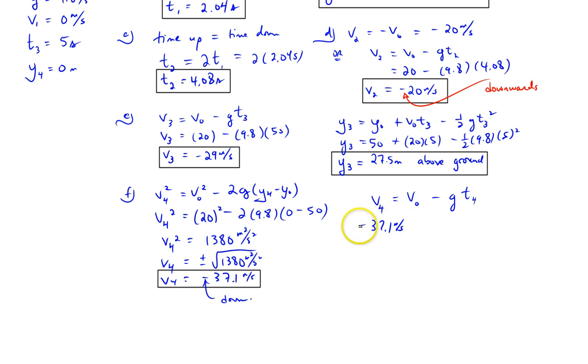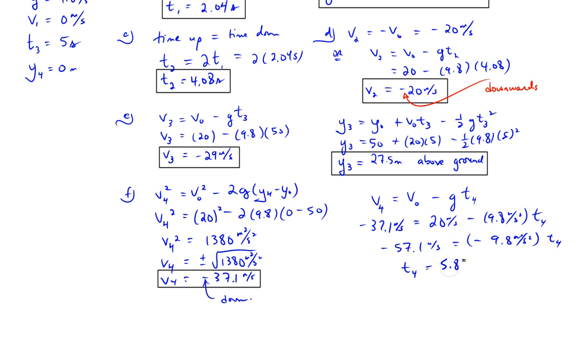Remember, if you don't put the negative in here, by the way, you're not going to get the right answer. So it's very important that you have the right sign. And the initial speed is 20 meters per second minus 9.8 meters per second squared times t sub 4. You're going to get negative 57.1 meters per second equals negative 9.8 meters per second squared times t4. And this gives you an answer of 5.83 seconds.